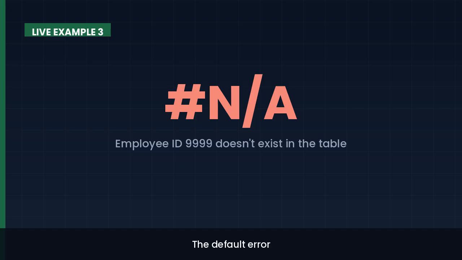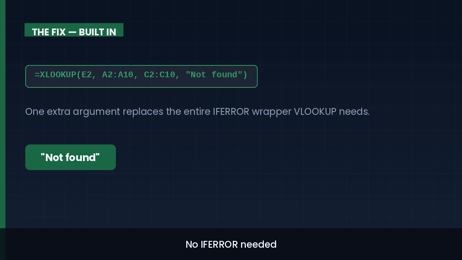With VLOOKUP you'd wrap the whole thing in IFERROR. XLOOKUP has this built in: add a comma after return array and type your fallback text in quotes, like "not found." No wrapper formula, no extra function, one native argument does what IFERROR used to.